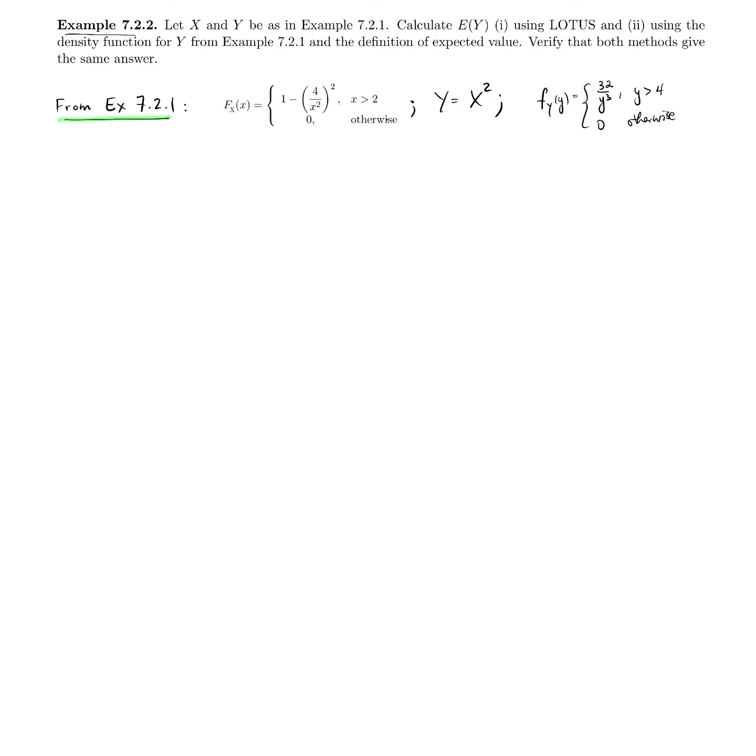So from example 7.2.1, here's the cumulative distribution function for our variable x. We had that y was equal to x squared, and this is the density function that we calculated for y in the previous example. LOTUS.